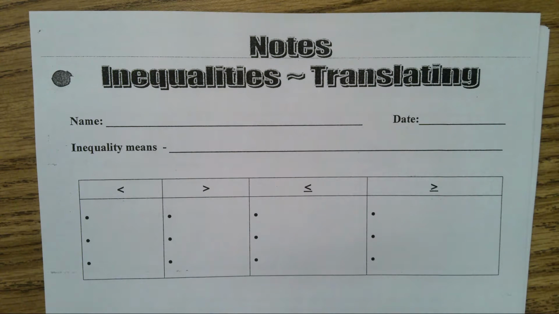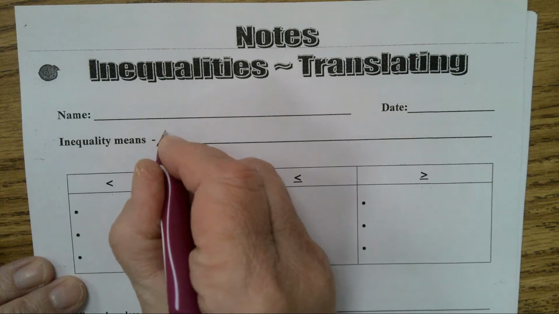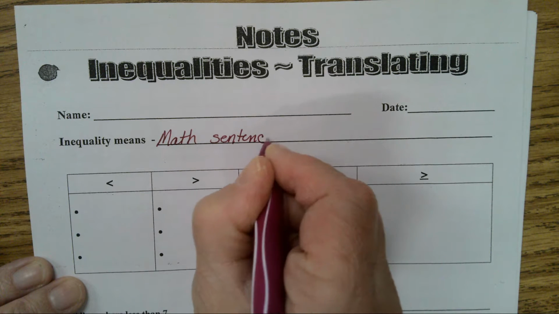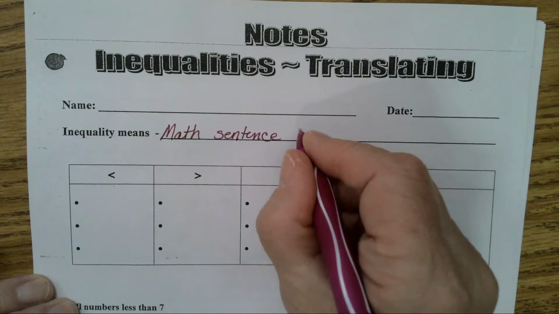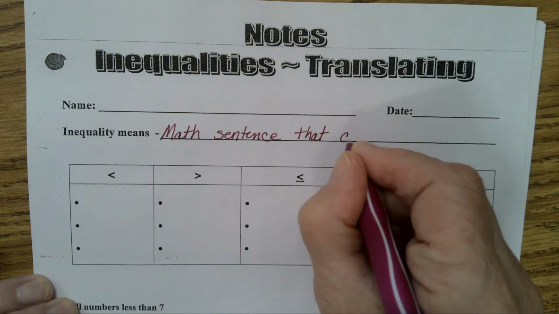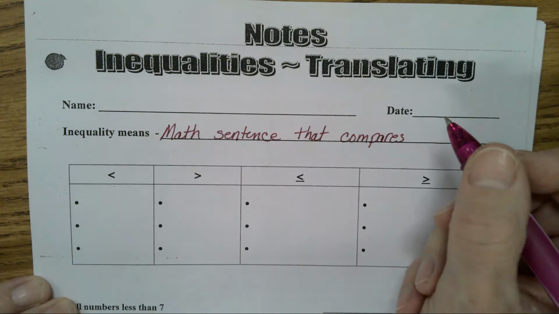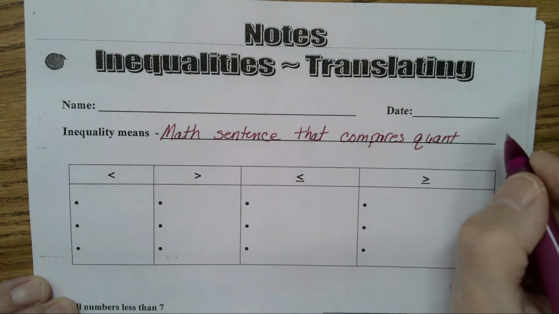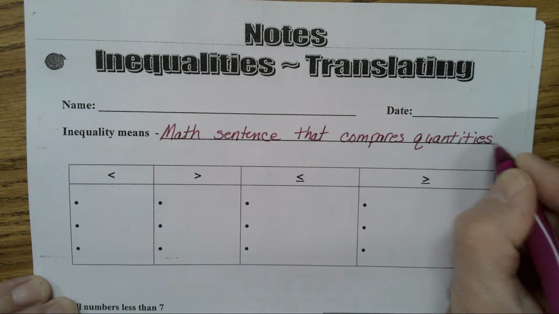And what is the definition of an inequality? An inequality is a math sentence that compares quantities. It's a math sentence. That means it's got symbols in it instead of words. A math sentence that compares quantities. Q-U-A-N-T-I-T-I-E-S.